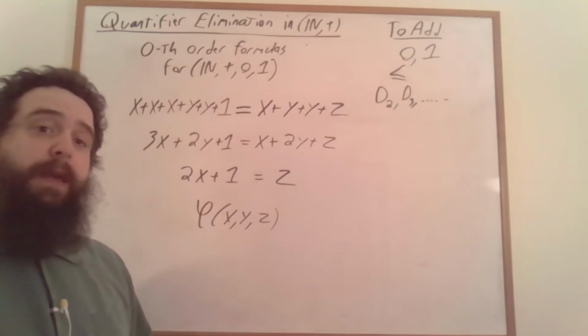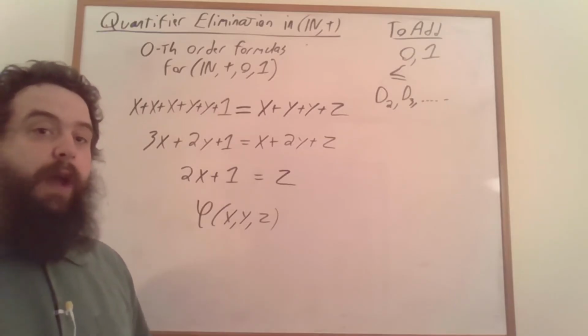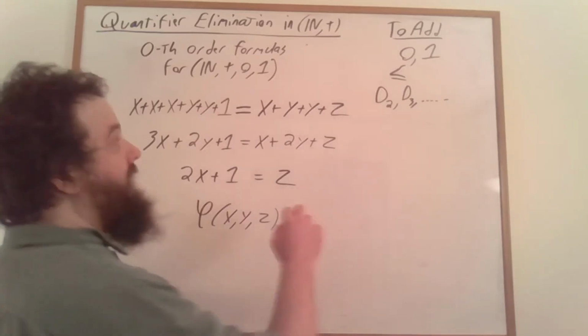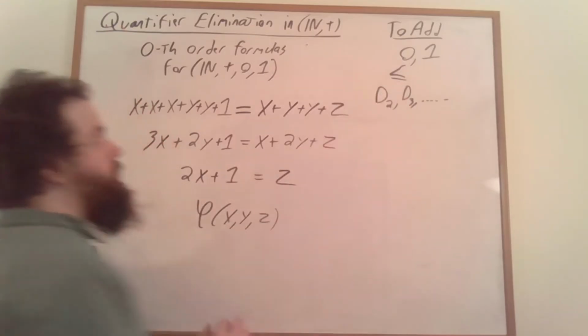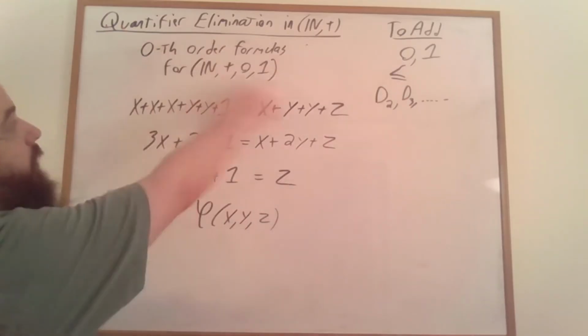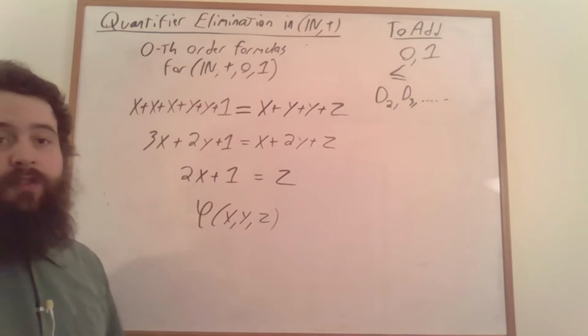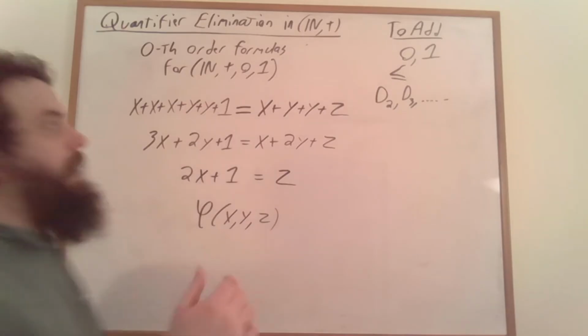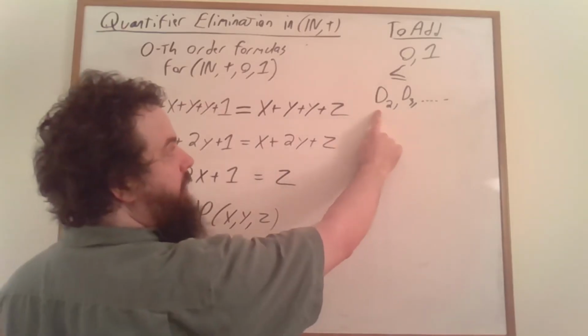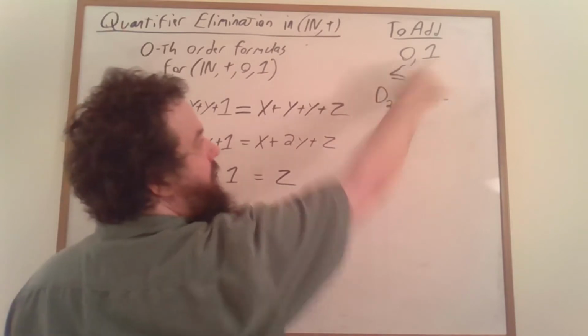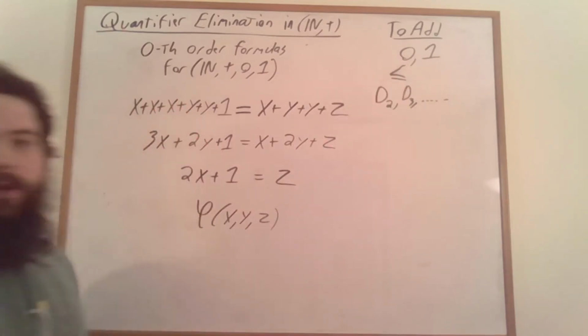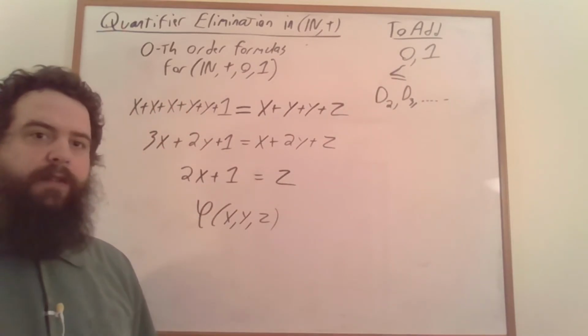And so it can be kind of a fun exercise to work out why exactly we can't say less than or equal to already as a 0th order formula over this structure here. Or why can't we talk about divisibility by 2 if we have 0, 1, and less than or equal to? So I'll let you work those out if you're interested.